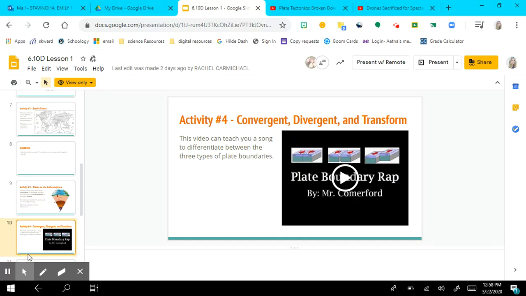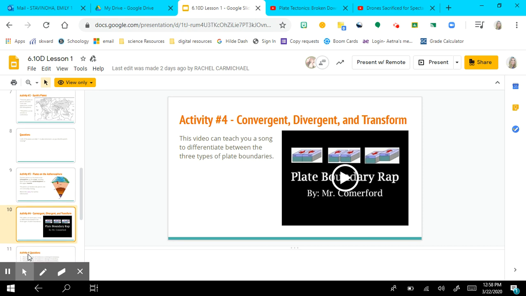Activity 4, Convergent, Divergent, and Transform. This video can teach you a song to differentiate between the 3 types of plate boundaries. If any of you would like to send in a video of you doing this song or singing this song, you may do so, and I can post it to Twitter or the YouTube channel if you give me permission.